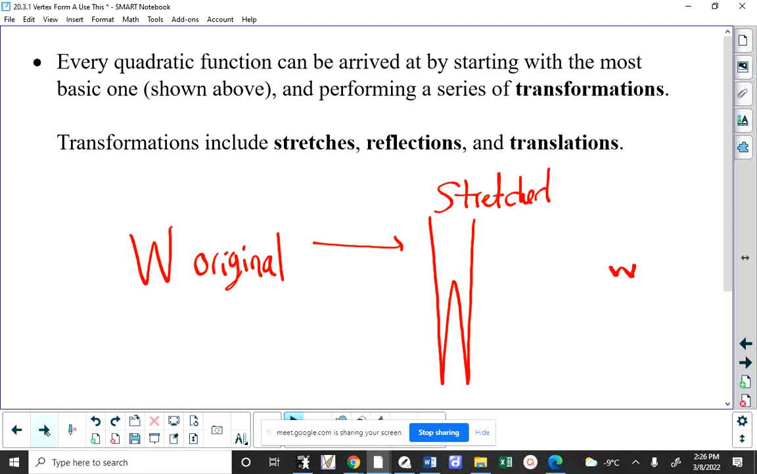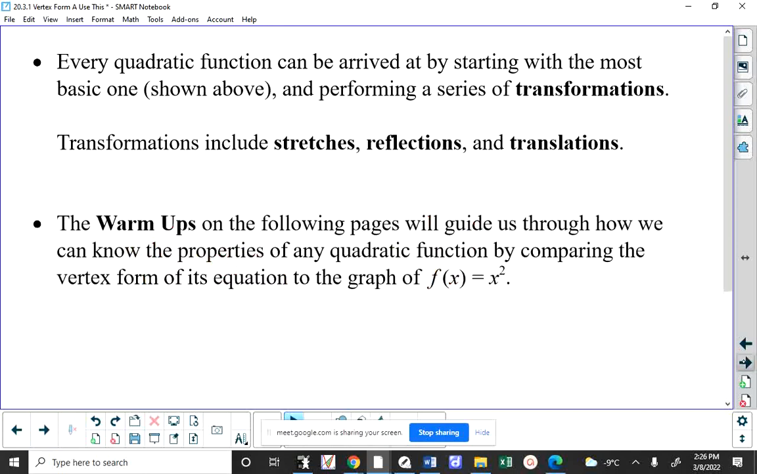And although the stretches I've got up here are called vertical, we're making it taller or shorter, in Math 30 you will learn that there are also horizontal stretches. You could make something narrower or wider. So, stretches, reflections, and translations. And you will learn what all of those words are.